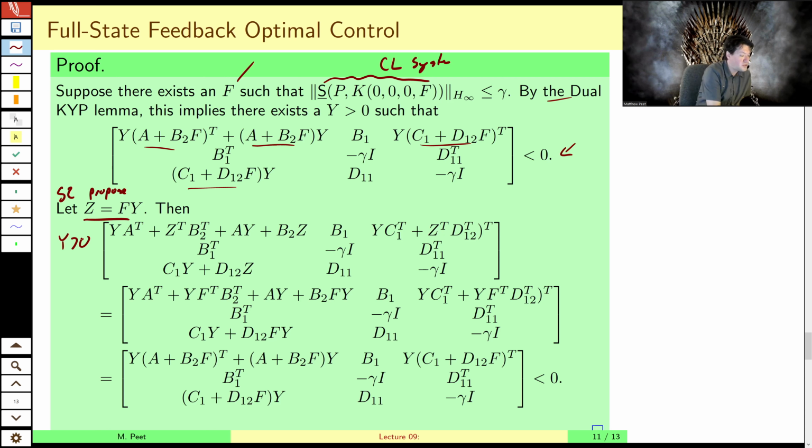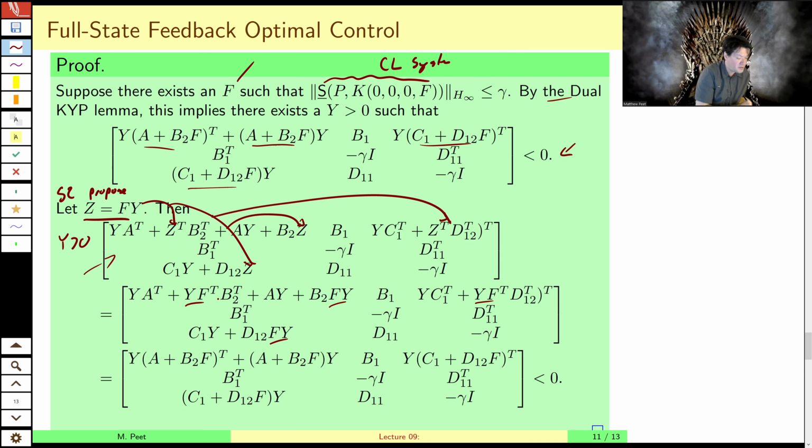Okay. So we look at the LMI that we're trying to prove stability of, right? And then we plug in for z here. Z goes there. Z goes there. Z goes there. And z goes there. Right? So we plug in those values of z, which are Fy. That becomes that, and that.